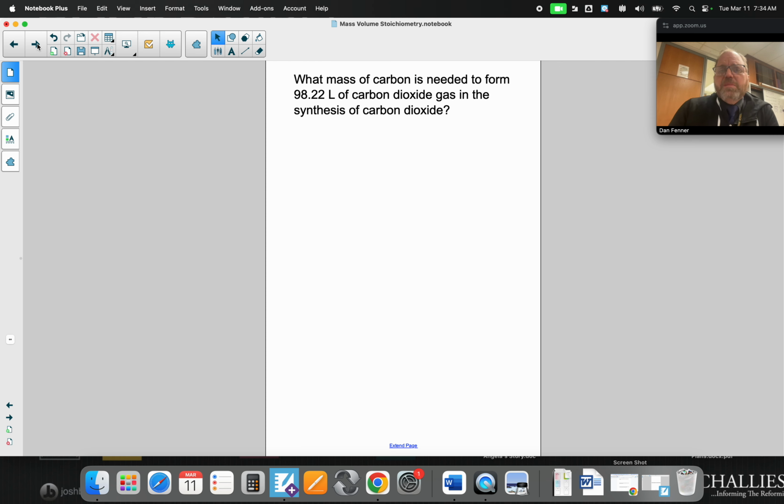This time, what is the mass of carbon needed to form 98.22 liters of carbon dioxide gas in the synthesis of carbon dioxide? Now, synthesis, again, it doesn't say "reacts with," but it says synthesis. So therefore, we identify that it's from our elements, carbon plus oxygen, CO2. Look at it. It's already balanced as is. So take our given and put it over 1. Now, we'll start with volume. So therefore, we're going to use our molar volume here.